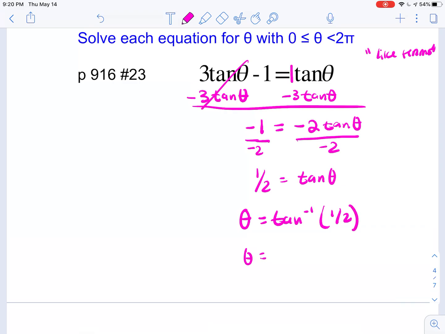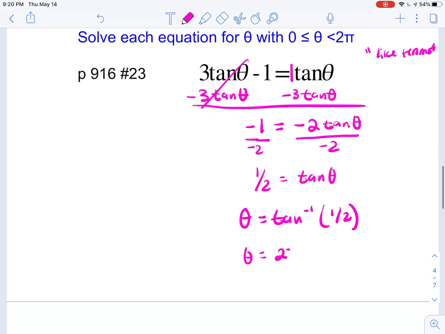Great. So how do we get our theta alone? Well, we use our inverse trig function. So tangent to the negative 1 of 1/2. And when we plug that into our calculator, we get an unfortunate decimal. Okay, we get something that rounds to 27.